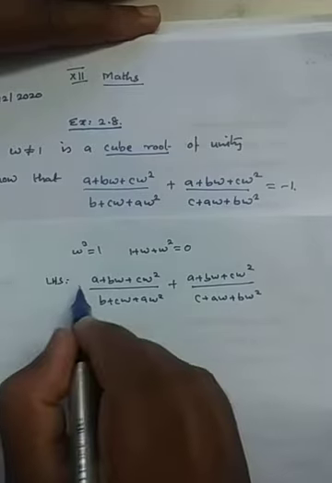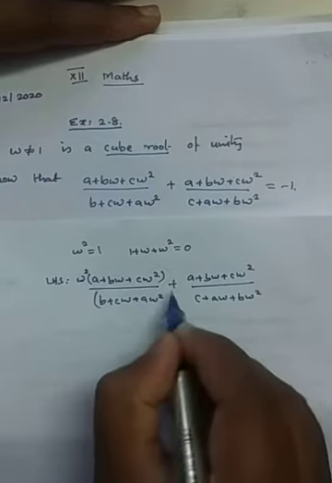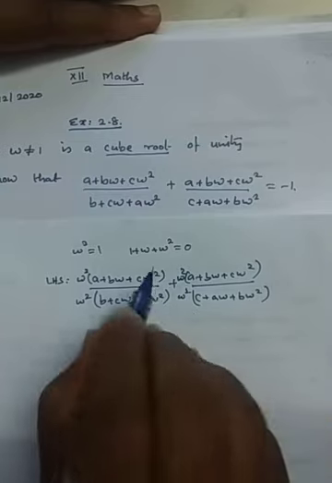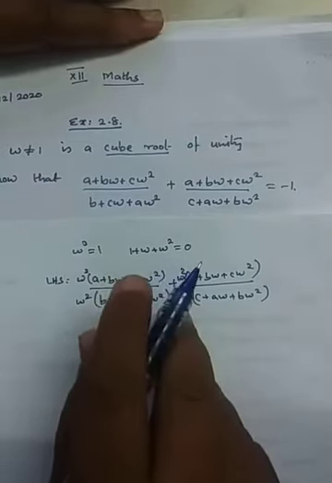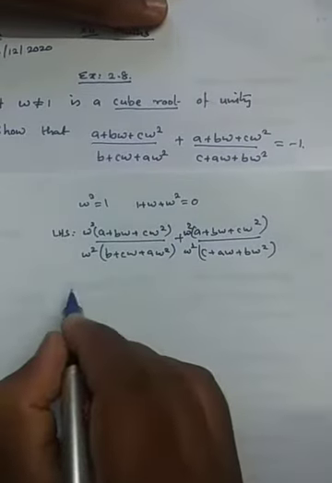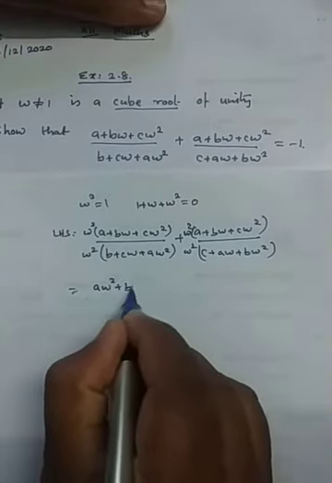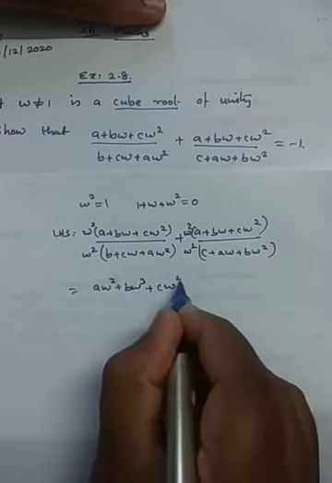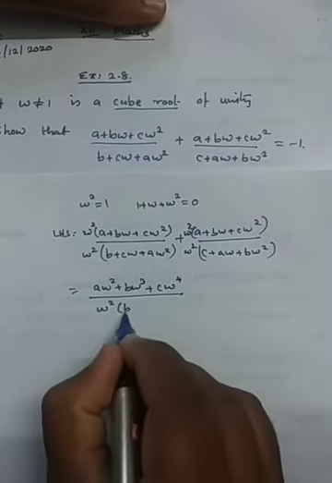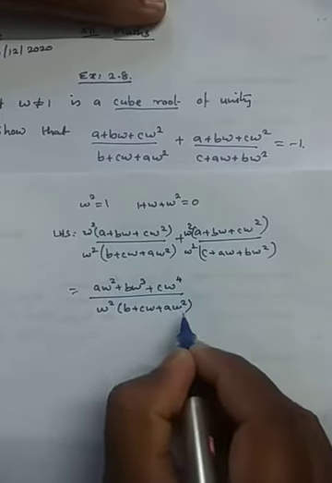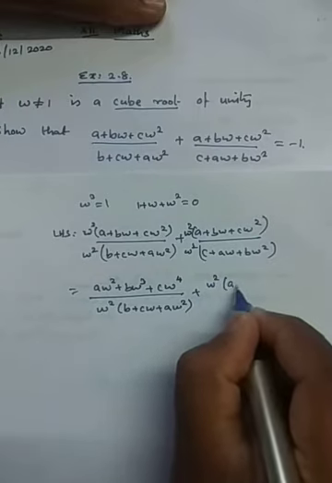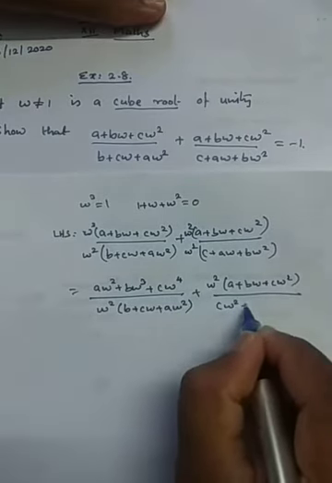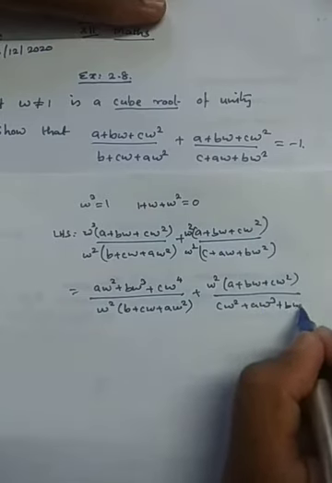Now I am multiplying by ω² and dividing by ω² in the first term, and here also multiplying by ω² and dividing by ω². So in the first numerator, ω² into a is aω², ω² into bω is bω³, and ω² into cω² is cω⁴. The denominator b + cω + aω² stays as such. In the second, I keep the numerator and the denominator becomes cω² plus aω³ plus bω⁴.